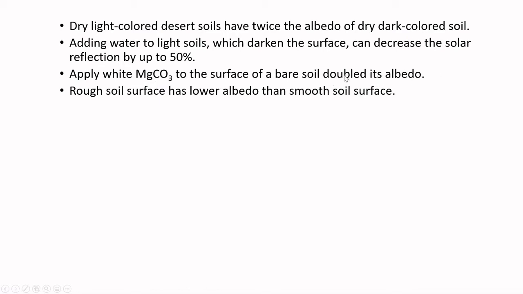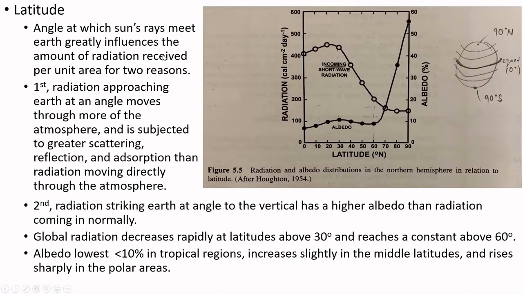Okay, so it means the refraction actually increases by turning the surface white by adding magnesium carbonate. Also, a rough soil surface has lower albedo than a smooth soil surface. So now let's look at the effects of latitude. The angle at which sun rays meet Earth greatly influences the amount of radiation received per unit area for two reasons.